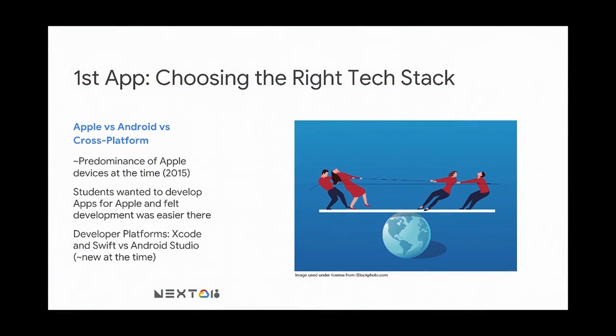So then we had a choice. What are we going to use for the stack to develop this app? At the time, you really had Apple, you had Android, or we could develop a cross-platform app. There was a predominance of Apple devices on our campus. Students might have had the ecosystem from Apple: a laptop, a phone, an iPad. The students wanted to develop apps for Apple and felt development was easier there because there were only a couple of different sizes, and the devices were all the same. When you looked at Android, you had a lot of different phones to worry about.